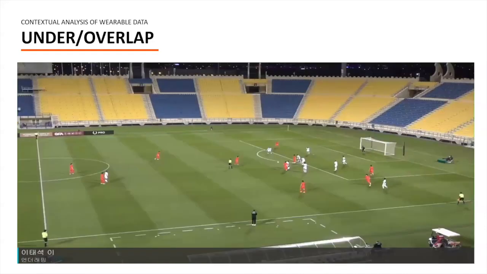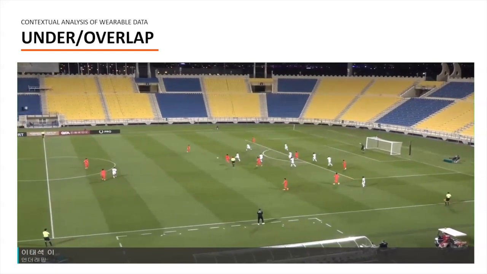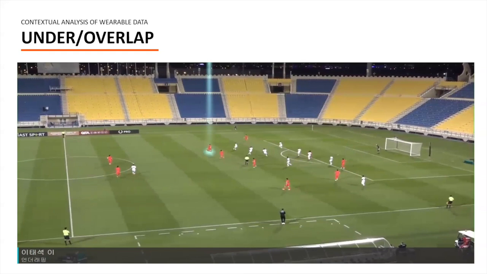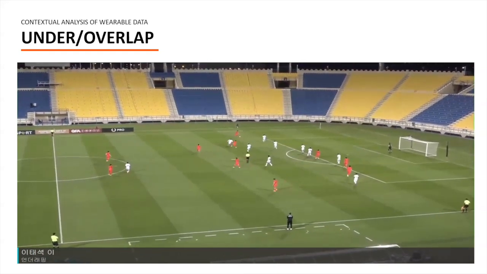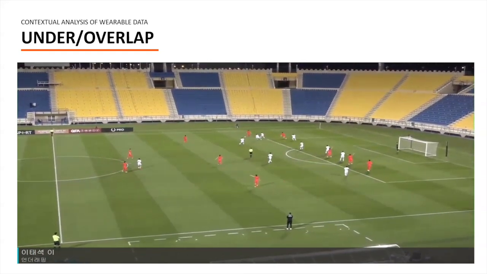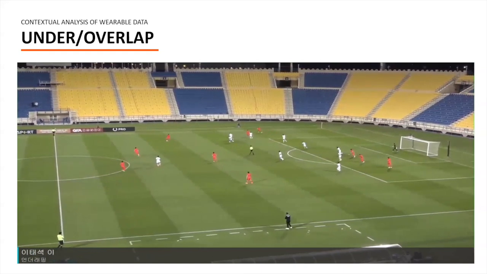Then this is the under and overlap sprint that player B has done the second most. He's kind of an inverted fullback, so he located inside of the field like a midfielder when we have possession. Then when the ball goes to the wing forward, he's usually done underlapping like this.